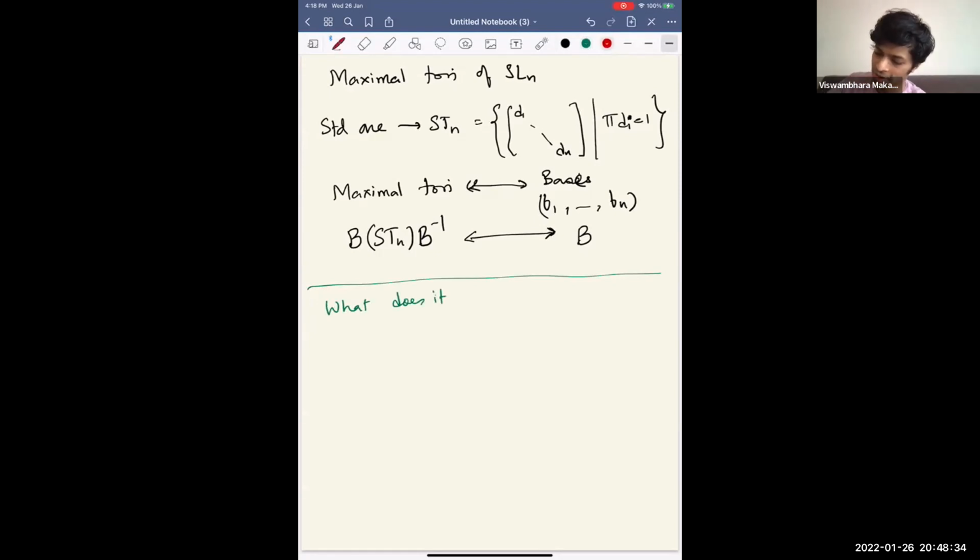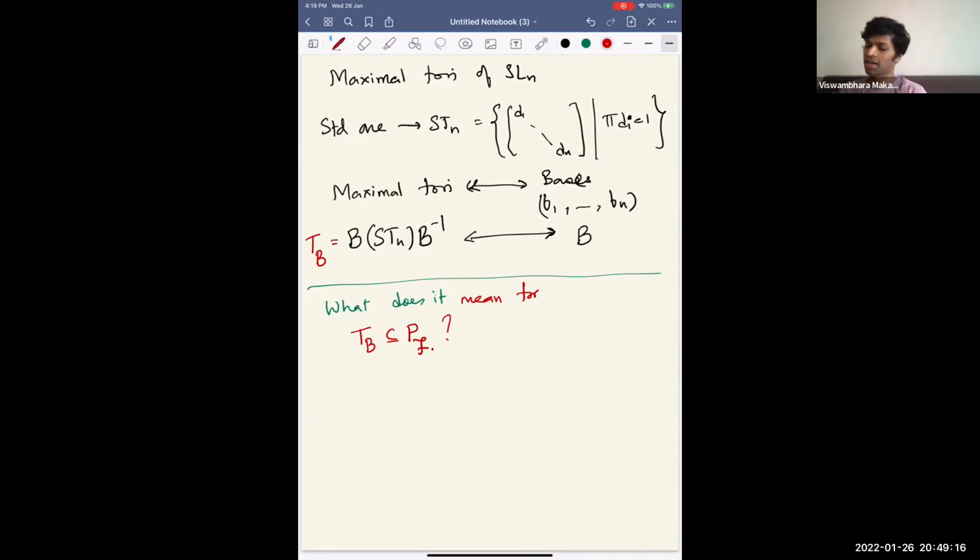Actually, let me do myself a favor. Let me call this the maximal torus for the basis B. So what does it mean for a maximal torus to be sitting inside a parabolic? Remember, the strategy was to find all the possible flags that could be optimal parabolic subgroups. Then you want to find a collection of maximal tori so that for every parabolic that you care about, one of these maximal tori is sitting inside it.